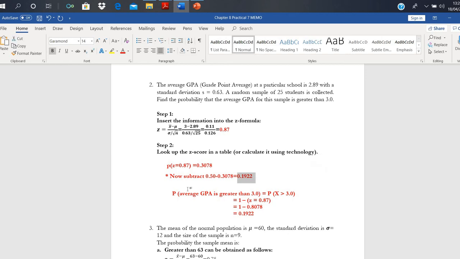0.1922. But there is another way to find the same probability, but using a different table that I will also post on Ulink. Is that okay? We are asked to find the probability that the average GPA is greater than 3.0. So the table that we are using here is the following.